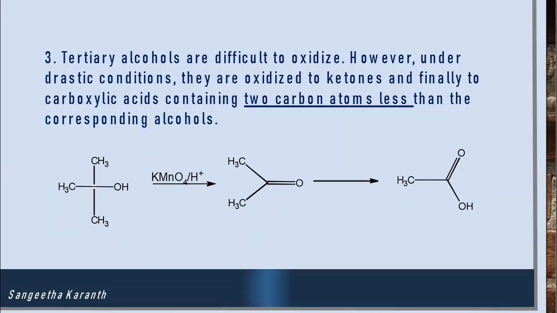Again, it will undergo oxidation in the presence of acidified potassium permanganate, and the product will have 2 carbon atoms less than the alcohol which we have taken. So again, we can count here. There are 3 carbon atoms plus 1, 4 carbon atoms in the alcohol which we have taken. But in the product, we have only 2 carbon atoms. So there are 2 carbon atoms less than the alcohol which we have taken. So here, by this test, we can identify which are primary, which are secondary, and which are tertiary alcohols by the analysis of the products that we obtain after the reaction.